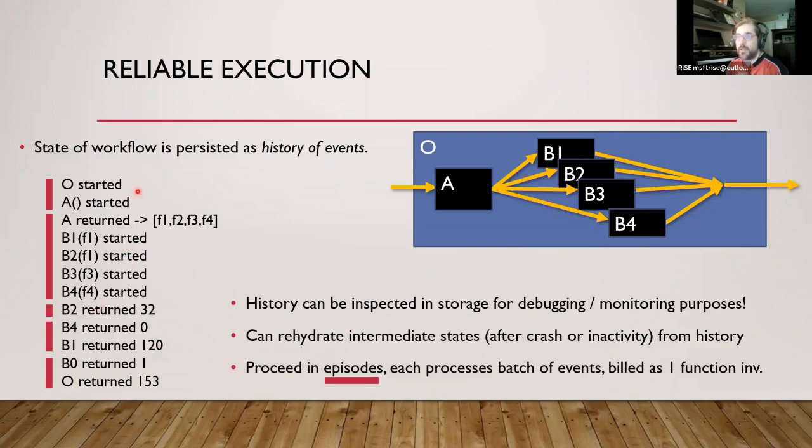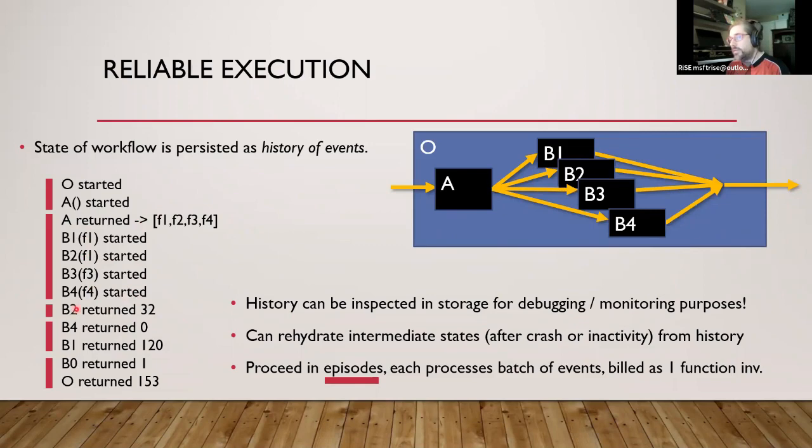So a typical execution could look like this. I record in the history that I started O, and I record that I started A. Then at some point A returns and I record the result, which in this case, say, was 4 file names. Then I'll start the 4 tasks that are called with these 4. There's a typo here, this should be F2. And so then I wait again.